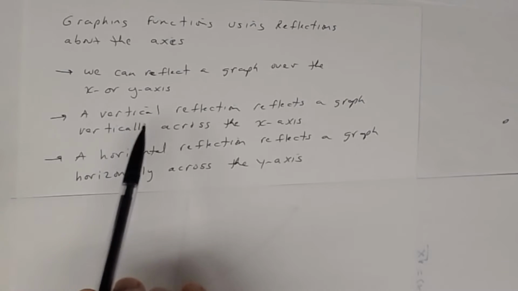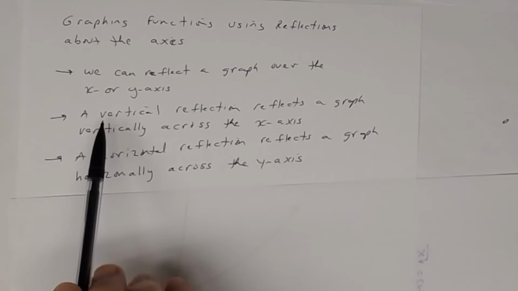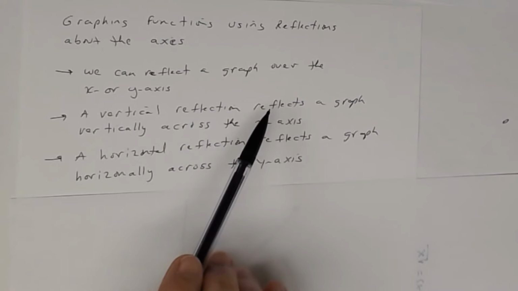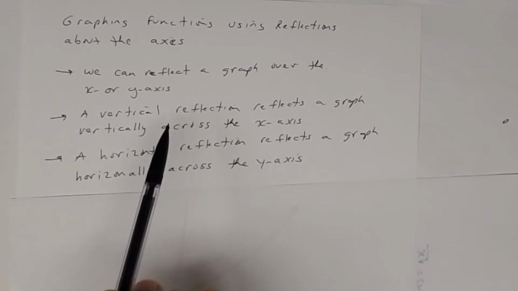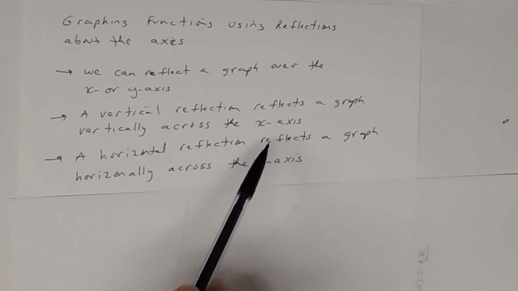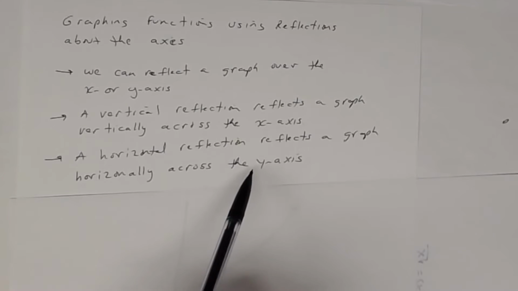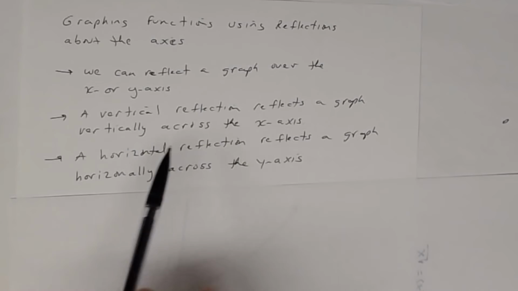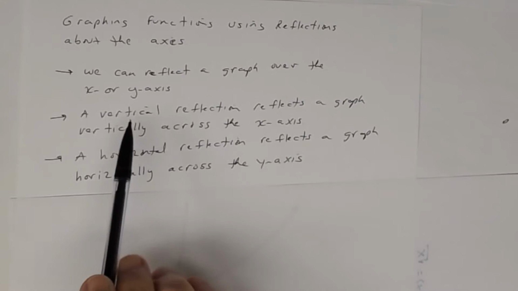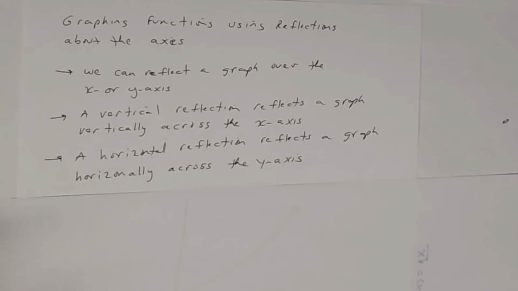Now, when we go through this lesson, we're going to use the word vertical reflection. A vertical reflection reflects a graph vertically across the x-axis. A horizontal reflection reflects a graph horizontally across the y-axis. So vertical, x, horizontal, y. Vertical, x, horizontal, y. So what that means is this.